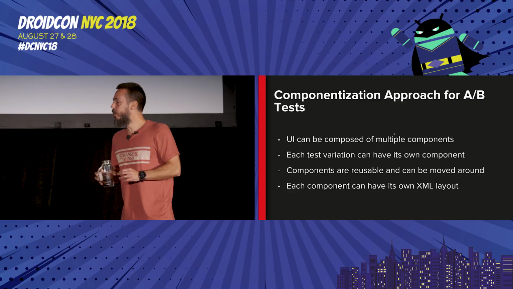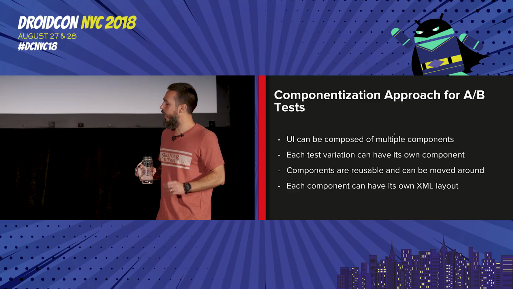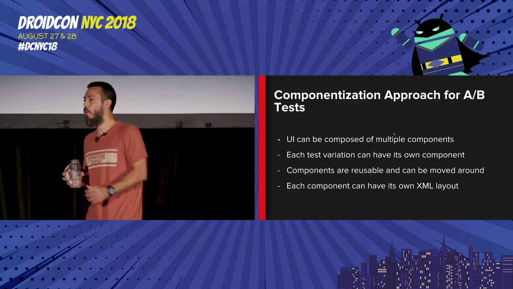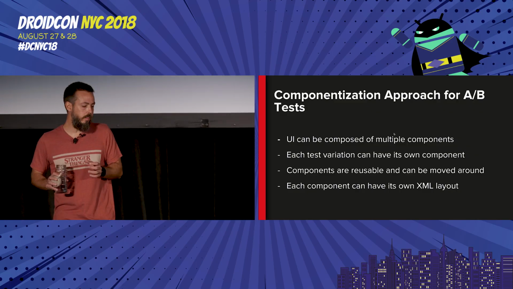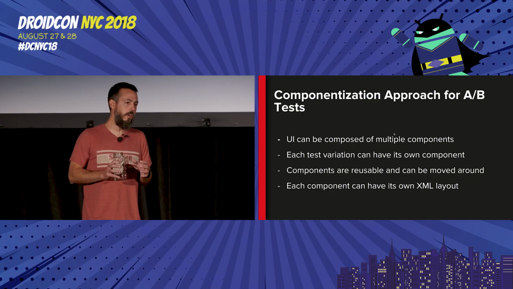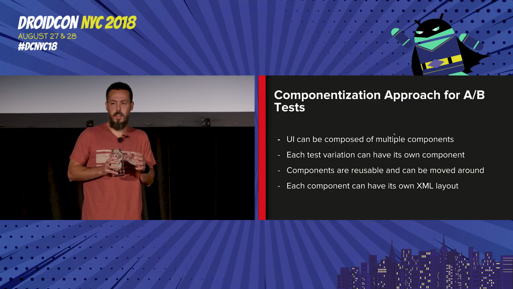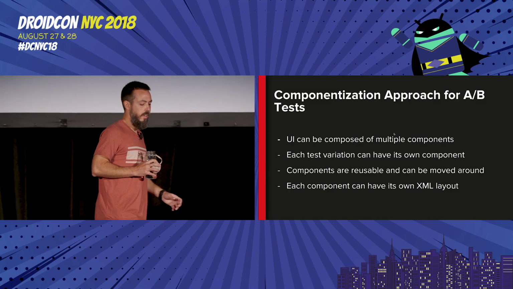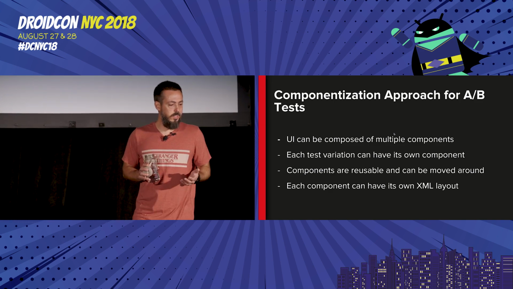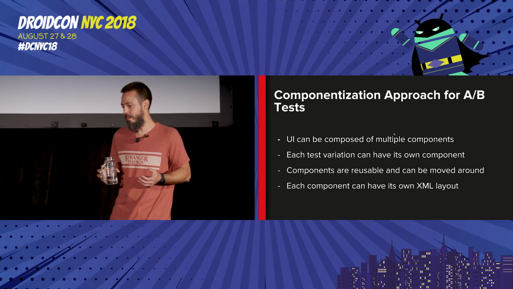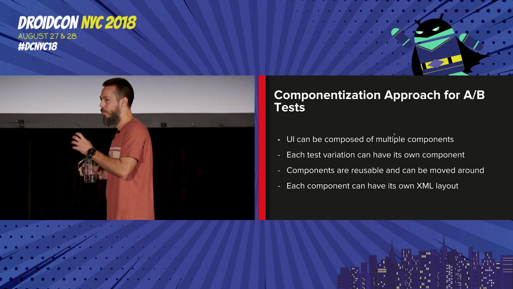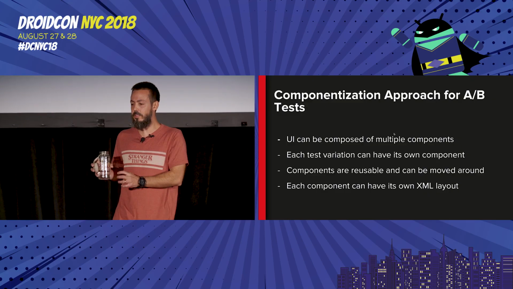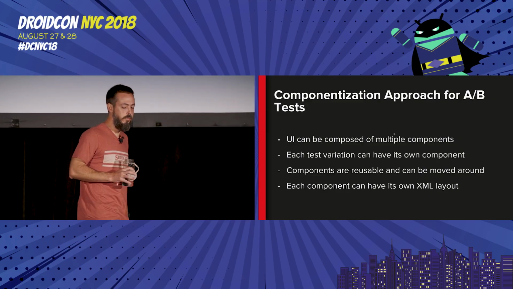Componentization is one architecture that we tried to achieve all these things. So the idea is the UI can be composed by multiple components. And when I say components, I'm not talking about Android views. I'm talking about something bigger that has all the logic and all the data that it needs. If we think about this idea for A/B tests, we could have different components per experience that we want to provide. Or we can compose experiences using the same components that we have, and that will be much easier for us.